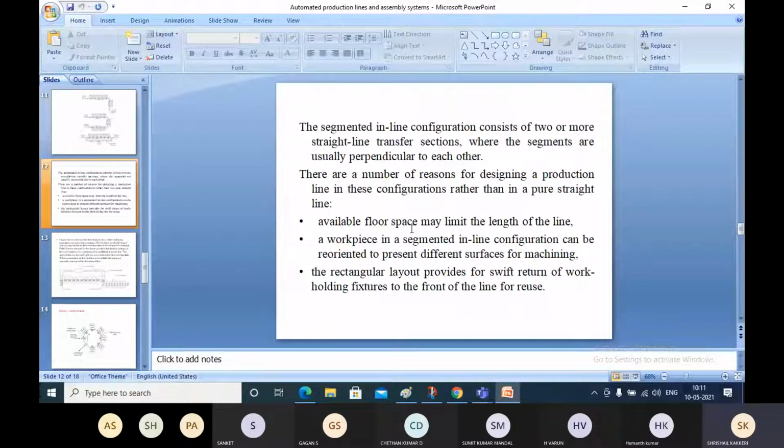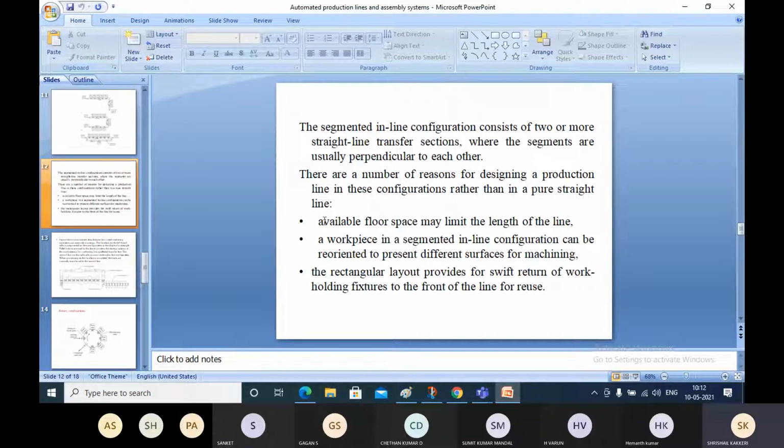The segmented inline configuration consists of 2 or more straight line transport sections, where the segments are usually perpendicular to each other. There are a number of reasons for designing a product line in these configurations rather than a pure straight line. Available floor space may be limited in the length of the line, and workpieces in the segmented inline configuration can be reoriented to present different surfaces for machining. Here I have already explained that the effective floor space can be utilized.